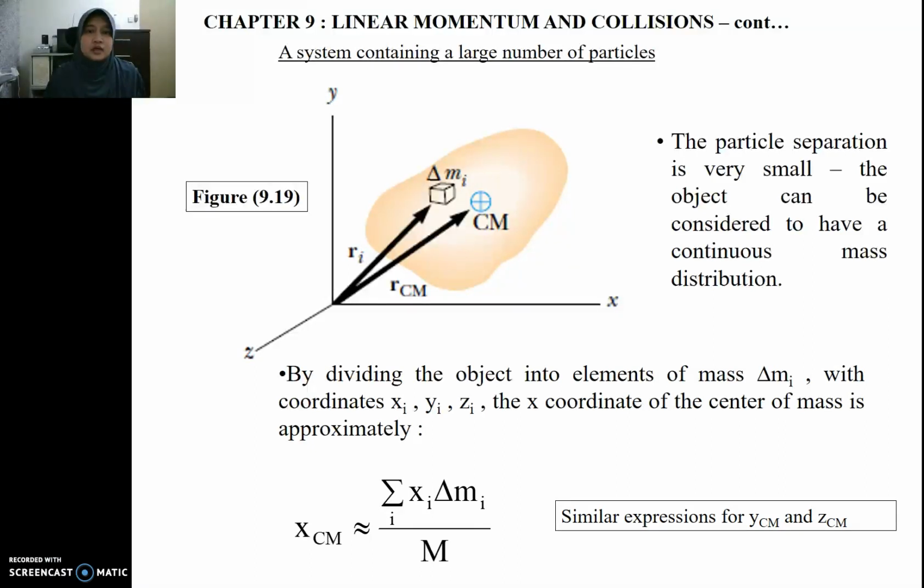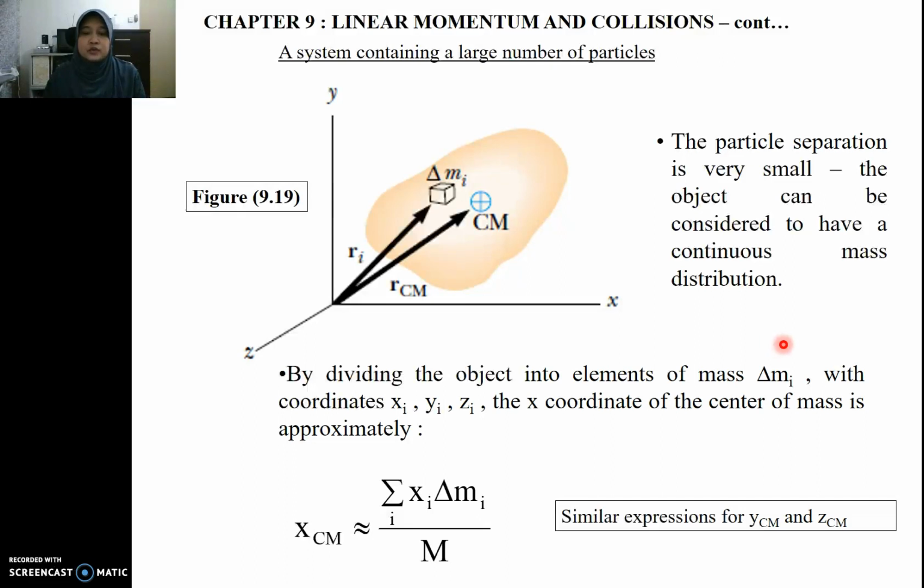Today we are going to look at how to calculate the center of mass for a system containing a large number of particles. So the particle separation is very small, so we consider that the object has a continuous mass distribution. What we do is divide the object into small elements, and each element has a mass of delta mi with coordinates xi, yi, and zi.